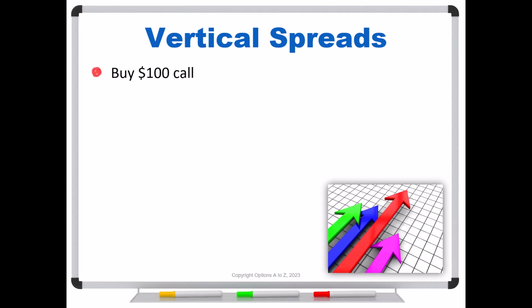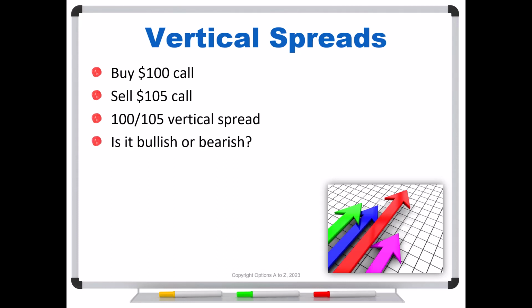Let's say that you buy the $100 call and you sell the 105 call. We would say that you're long the 100-105 vertical spread. So the question now is, is it bullish or bearish? And of course, we could fall back on our buy low, sell high mnemonic, and we could say, all right, this must be bullish. We're purchasing the lower strike, selling the higher strike. But the better way to understand strategies is to figure out which is the controlling strike.